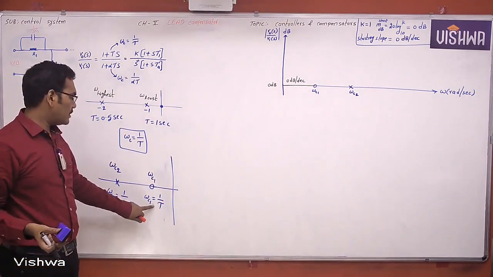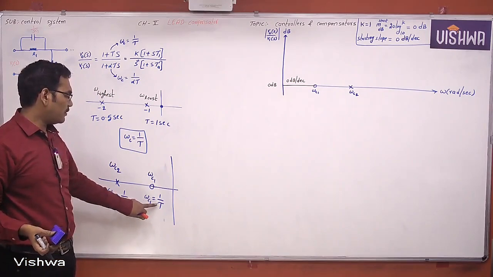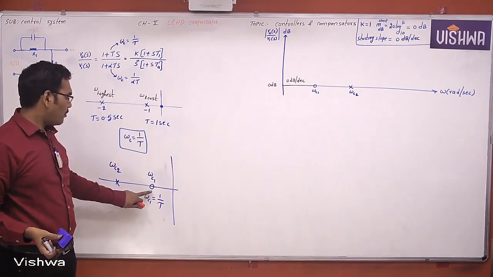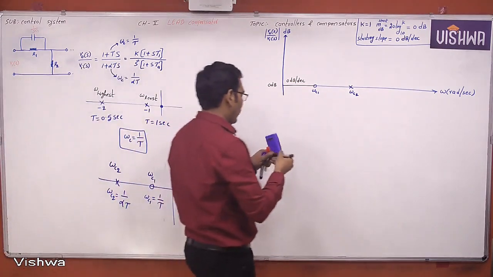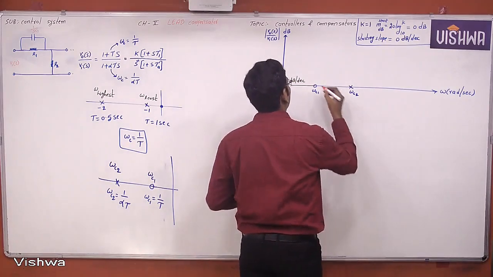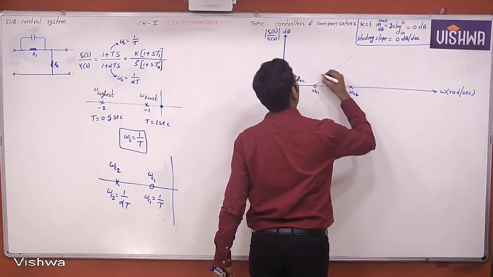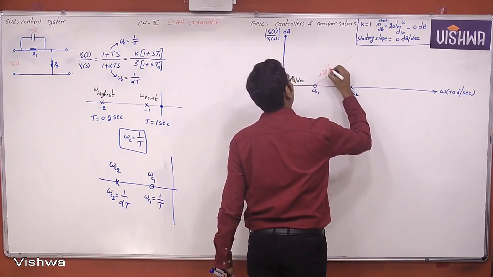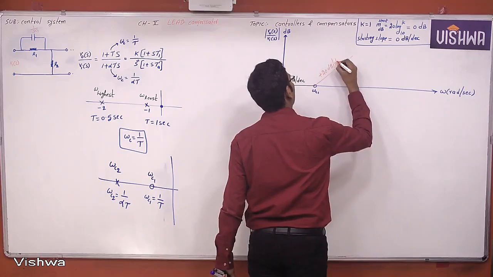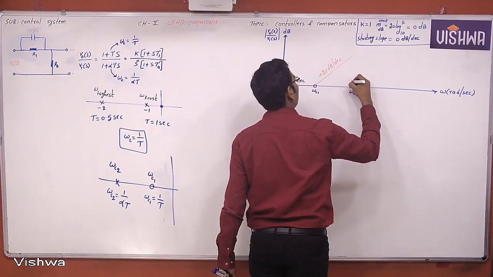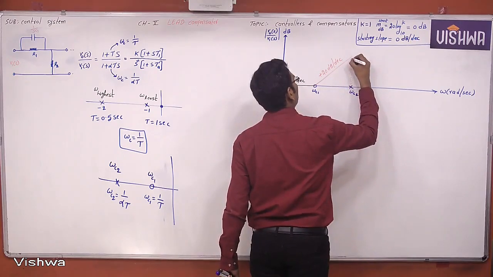The first corner frequency belongs to one finite zero. One finite zero produces a slope of plus 20 plus 0. So this is plus 20 dB per decade, up to the second corner frequency.